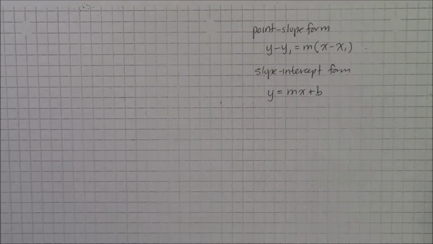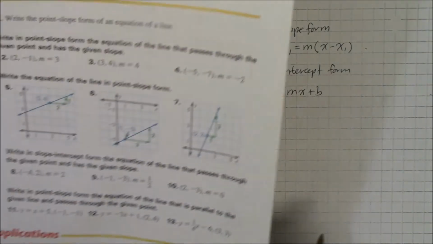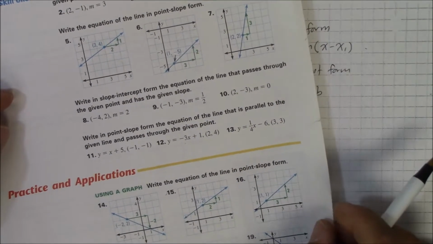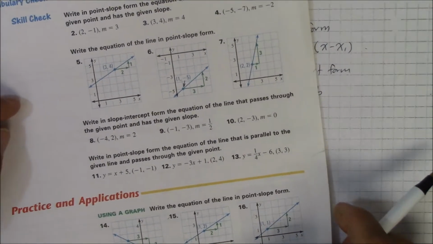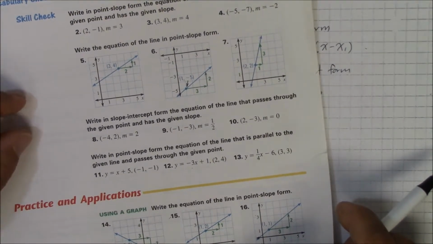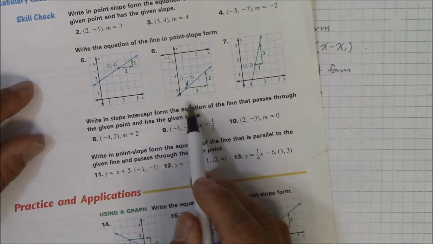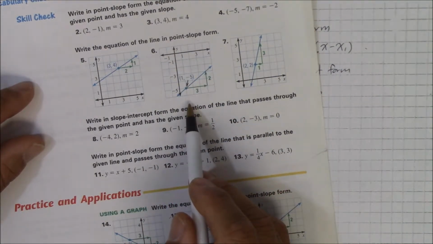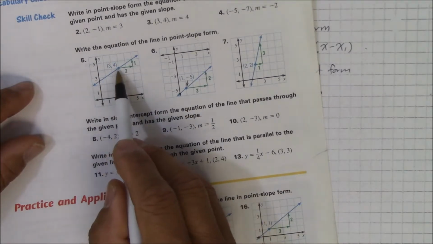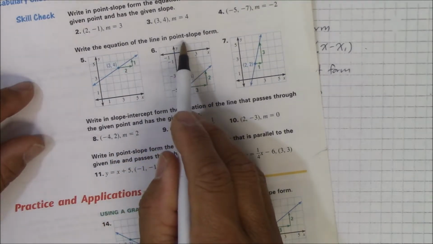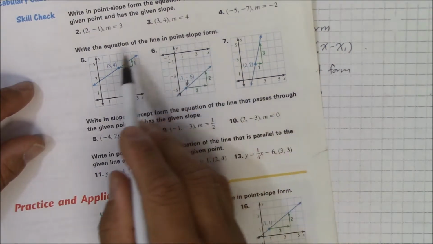Now, the homework assignment that you have been given looks like this. And in a previous video, I already demonstrated how to take a given graph and use the information given to determine the slope, choose a point, and write in point-slope form. We did that when given this kind of graph.